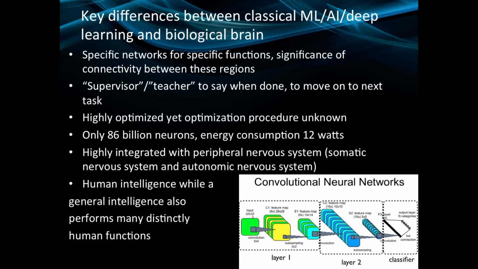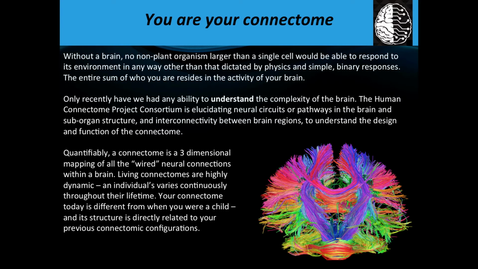So one of the things that we talk about a lot is something called the connectome. So the connectome is the network of connections in the human brain. It's the wiring diagram of the human brain with everything you have done and everything you have the capability to do.